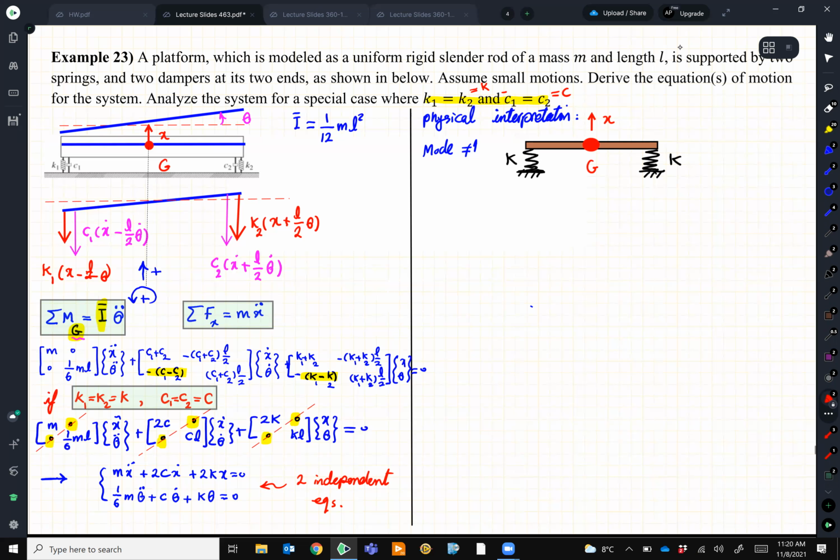Yes, please. So the equation for I bar is 1/12 ml squared, right? Probably I simplified everything by two factors. Okay. So, but again, please go and check to make sure it is 1/6.